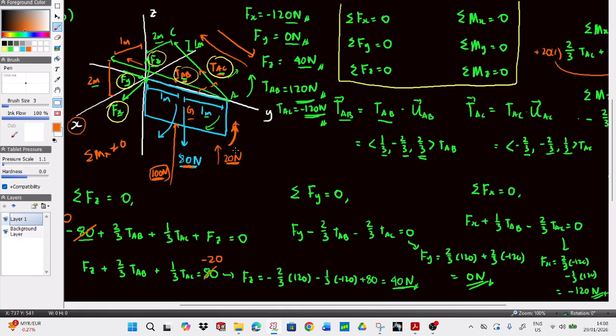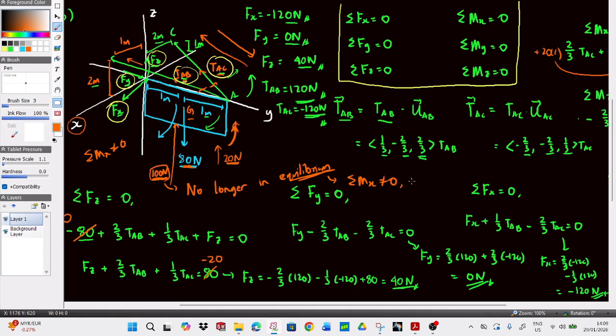It will start to rotate, and because it will rotate, there's a possibility of the cables snapping, because it's no longer in equilibrium. So this is your final answer. It's no longer in equilibrium because summation of Mx is no longer zero once you apply the force.